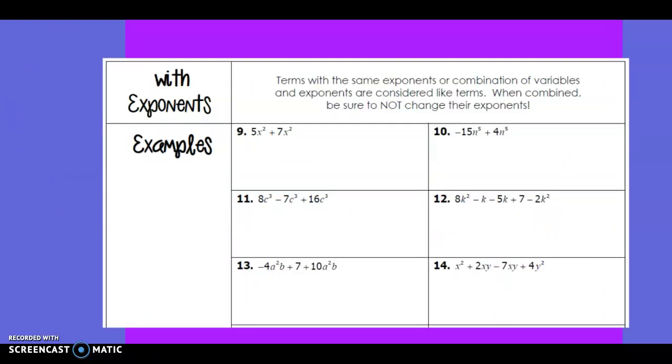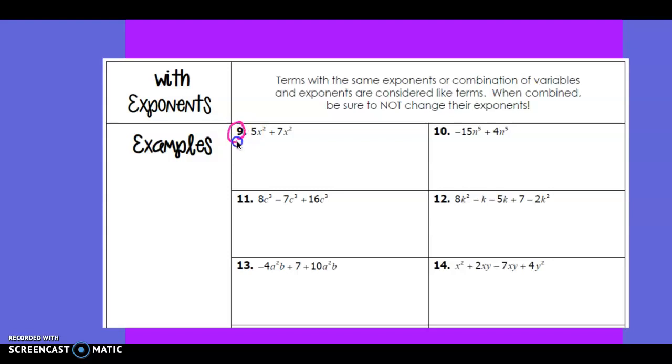Now let's look at some that are a little bit trickier that have exponents. If you remember, at the beginning when we talked about combining like terms, I said like terms have the same variable or group of variables, and they have to have the exact same exponent for them to be like terms. So let's look at a couple examples here. I will work the odd ones and then I'm going to pause it and have you work the even ones. Be careful when you combine like terms. We're not changing the exponents. We are just adding the coefficients, which again are the numbers in front.